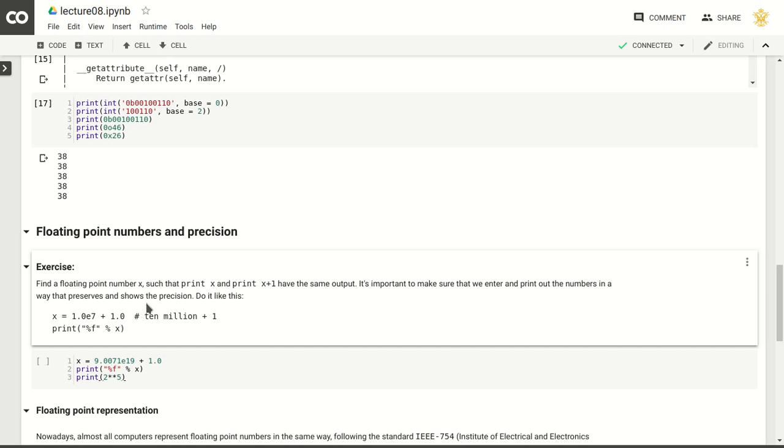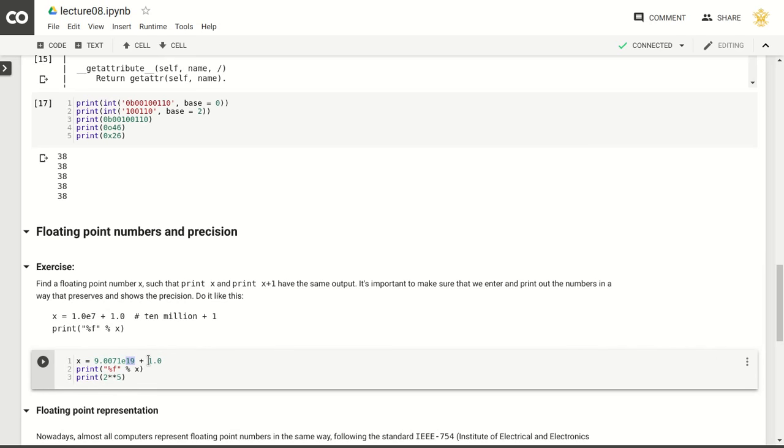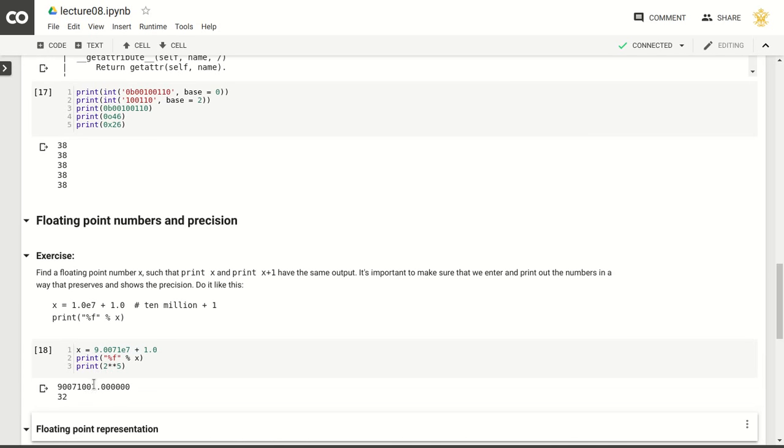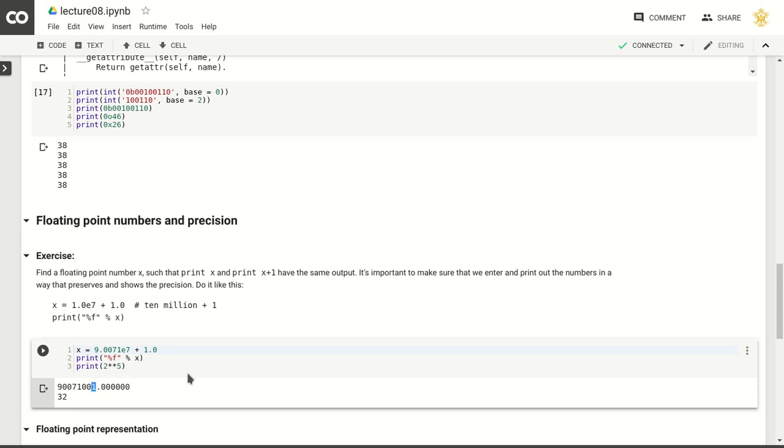So we can define a floating point number, which we've done here explicitly by using a floating point, and we can add a 1 to that. And of course, if we print that value, let me do that here for 9 times 10 to the 7 plus 1, we can write that value. And as you can see, we've added 1, and the floating point number can still make sense of that.